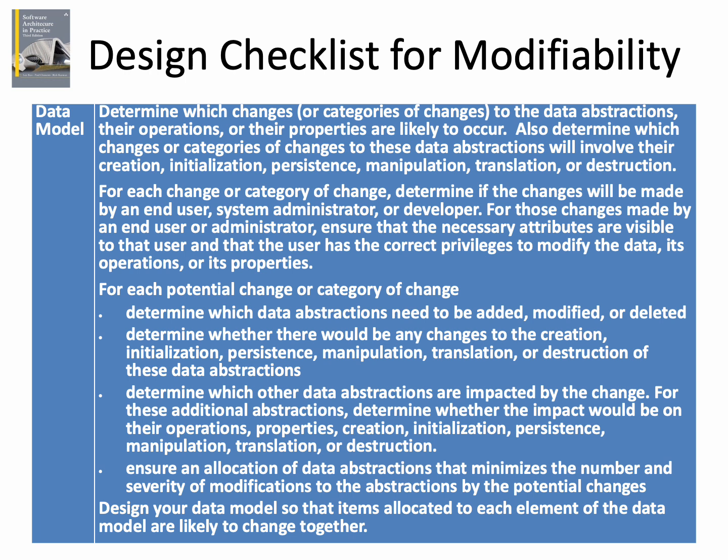For each potential change or category of change, determine which data abstractions need to be added, modified, or deleted. Determine whether there would be any change to the creation, initialization, persistence, manipulation, translation, or destruction of this data abstraction. Determine which other data abstractions are impacted by the change. For these additional abstractions, determine whether the impact would be on their operations, properties, creation, initialization, persistence, manipulation, translation, or destruction. Ensure an allocation of data abstractions that minimizes the number and severity of modifications to the abstractions by potential changes. Design your data model so that the items allocated to each element of the data model are likely to change together.